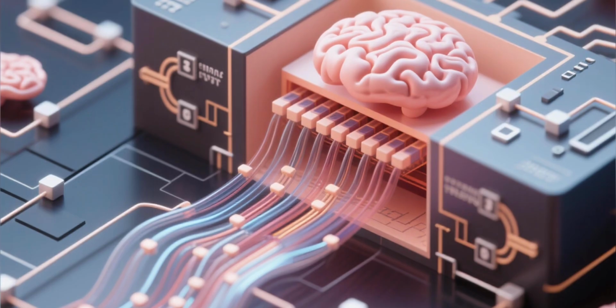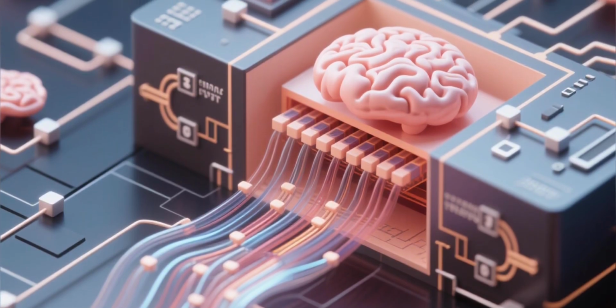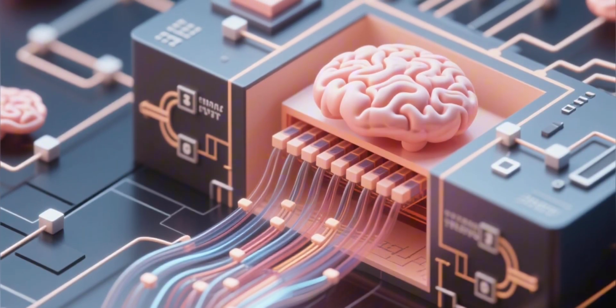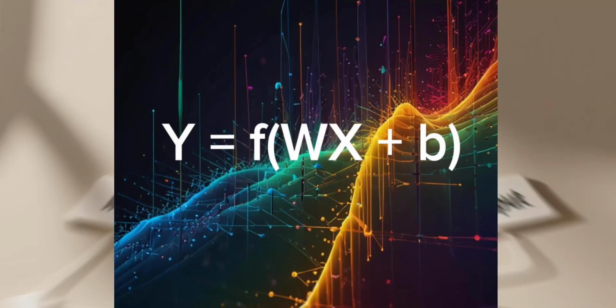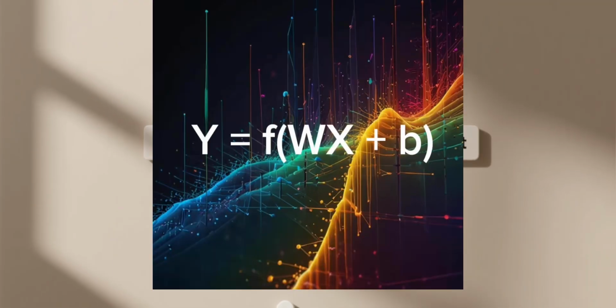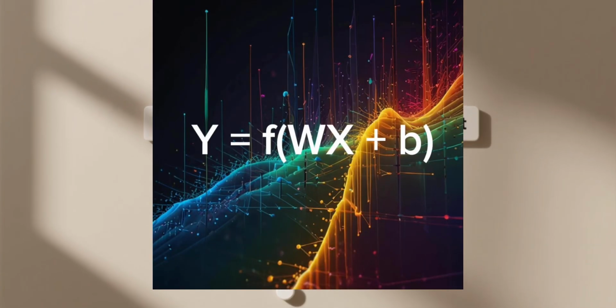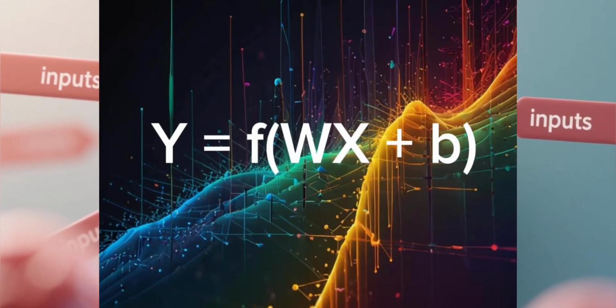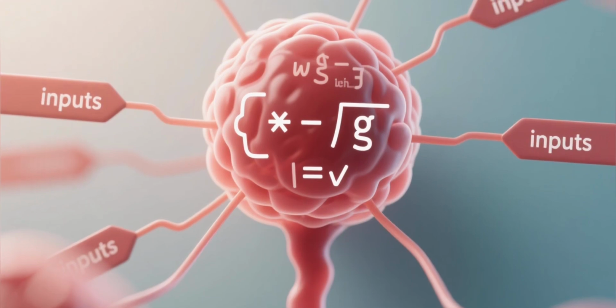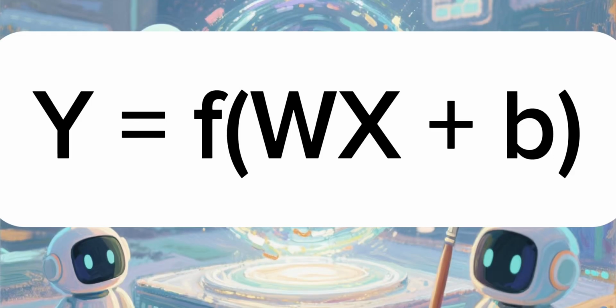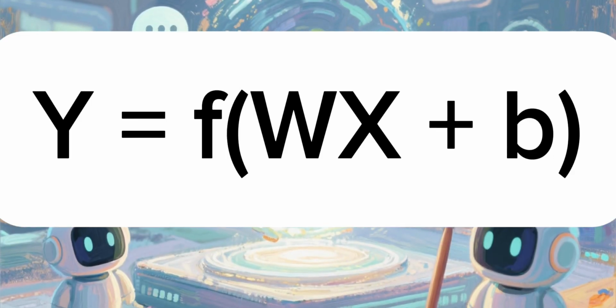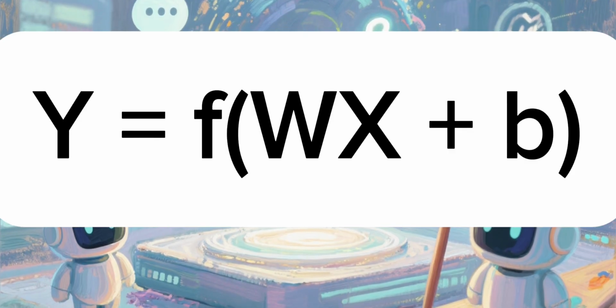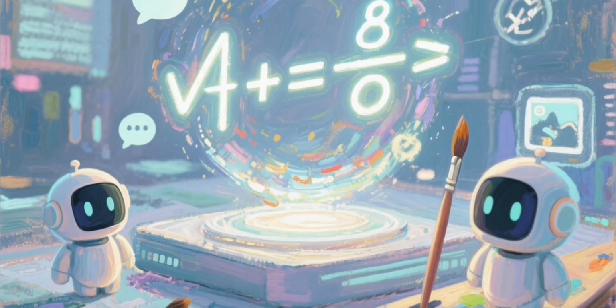A neural network is a digital brain made of math. It has 3 layers. The input layer, where data enters. The hidden layers, where transformation happens, and the output layer, where decisions are made. Each neuron multiplies inputs by weights, adds a bias, and runs the result through an activation function. The equation looks simple, but that one line describes all of modern AI, from chatbots to image generation.